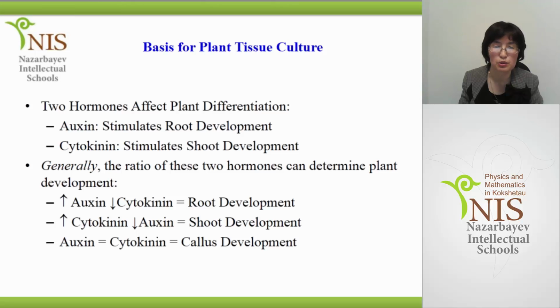The basis for plant tissue culture includes two hormones that affect plant differentiation: auxin, which stimulates root development, and cytokinin, which stimulates shoot development. Generally, the ratio of these two hormones can determine plant development. And you see, when auxin is higher and cytokinin low, it's root development. When cytokinin is high or auxin low, it's shoot development. And when auxin and cytokinin are the same, it's callus development.